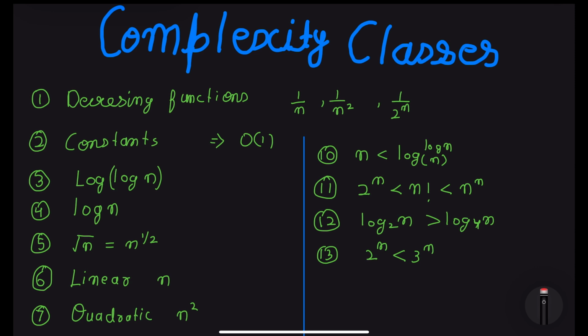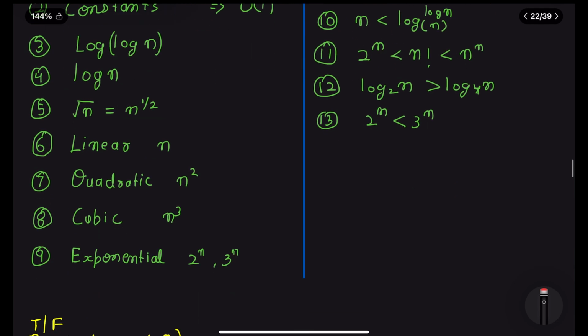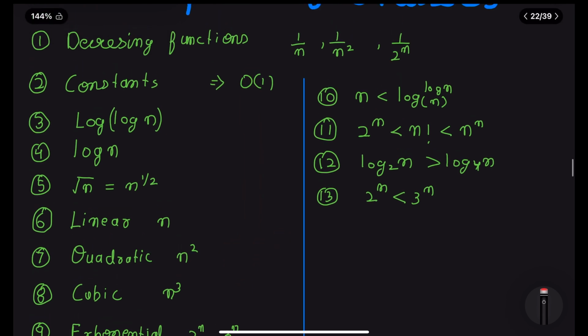So let us begin. I have already written different types of functions here and I have arranged them in increasing order. Let's see them one by one. First we have our decreasing functions: 1 upon n, 1 upon n square, 1 upon 2n. These are all decreasing functions, so these are the smallest functions in our list. We have arranged the list in such a way that at the top we have the smallest function and at the bottom we have the larger functions. So this list is arranged in increasing order, and we can follow this.